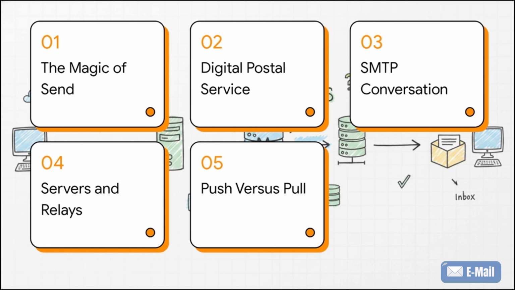So here's our roadmap for the explainer today. First up, the magic of send. Second, the digital postal service. Third, inside the SMTP conversation. Fourth, servers and relays. And finally, number 5, push versus pull.